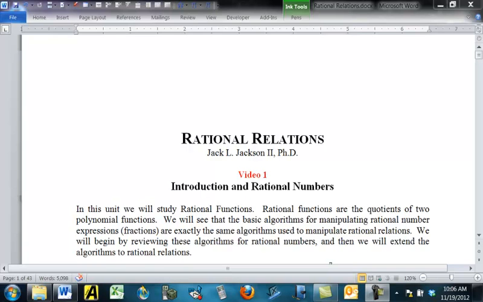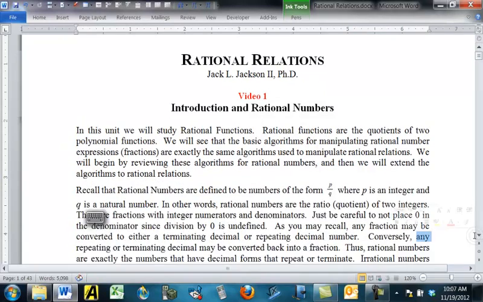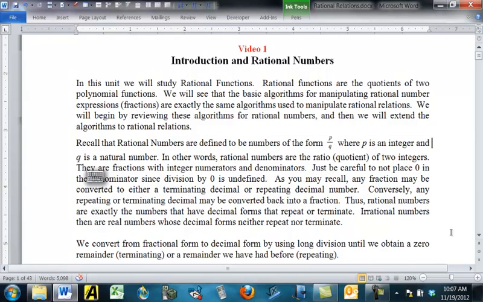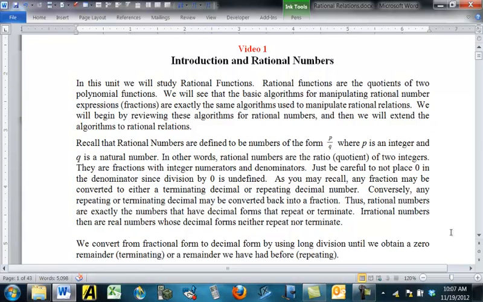We're going to start a series of lectures on rational relations, rational expressions, and along the way we're going to be reviewing rational numbers and some of the operations and expressions there, and see how that translates to rational expressions. And so recall that rational numbers are the quotients of two integers. In other words, a fraction with integer numerator and denominator.